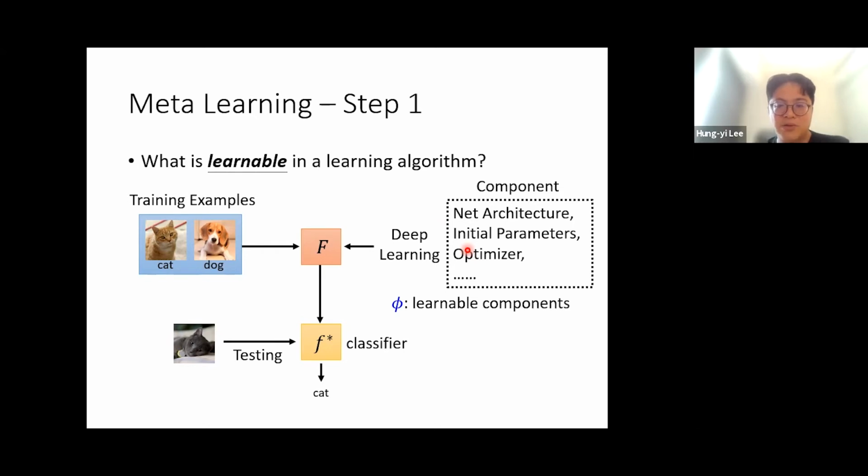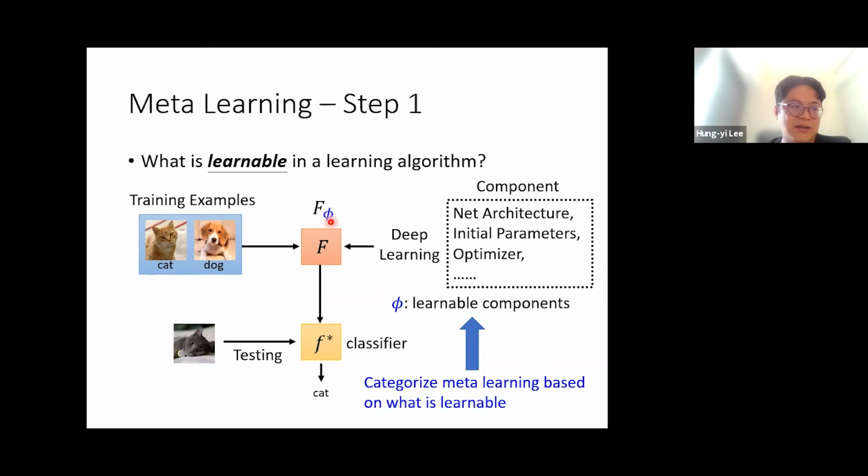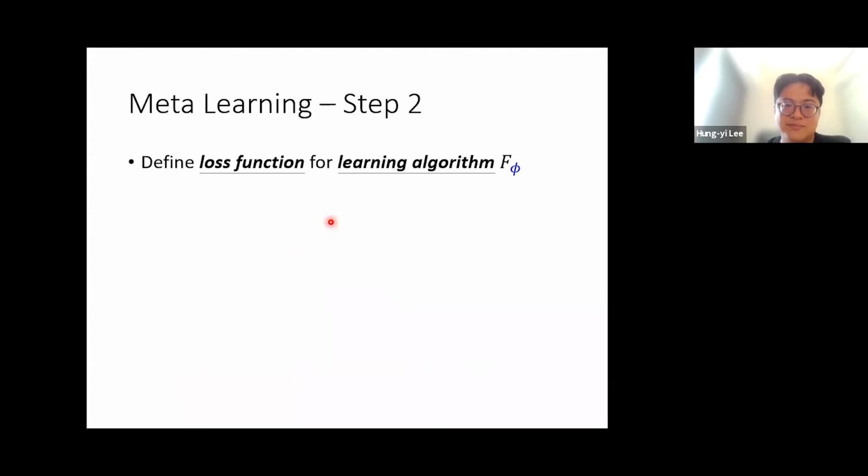Are those components learnable? In meta learning, what we are going to do is to learn those components which were handcrafted before. And let's consider phi as the learnable component. So here we will represent a learning algorithm as f phi to show that there is a component phi in this learning algorithm, and this phi is learned from the data. And there are lots of different meta learning approaches, and each approach tries to learn different components. This is the first step.